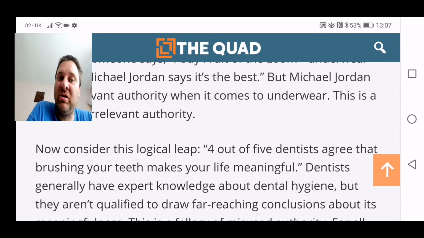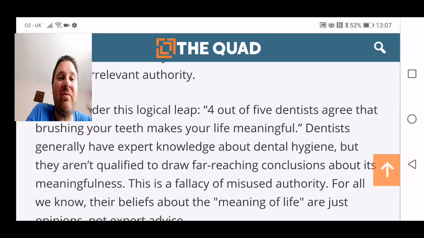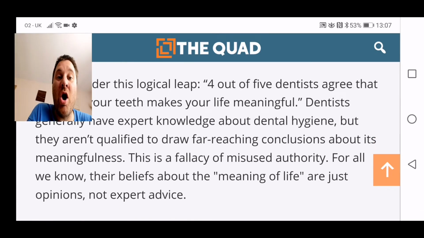Now consider this logical leap. 4 out of 5 dentists agree that brushing your teeth makes your life meaningful. Dentists generally have expert knowledge about dental hygiene, but they aren't qualified to draw far-reaching conclusions about its meaningfulness. This is a fallacy of misused authority. For all we know, their beliefs about the meaning of life are just opinions, not expert advice. Which they most likely are.